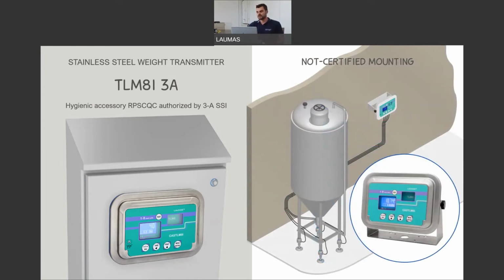Again, our TLM8 can also be installed on a wall or a column. That can be very useful in some systems. In this way, it can be connected to up to 8 load cells, while keeping always the IP69K protection rate, but it's not 3A approved because, as said before, in this case we won't have all the requirements respected. For example, the radii and many other things that do not allow the water to flow away in the correct way.